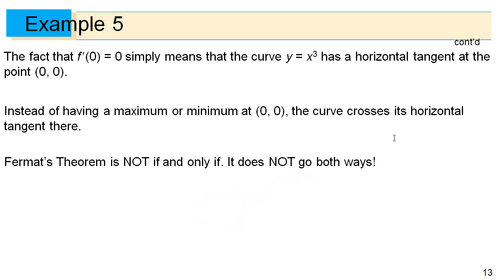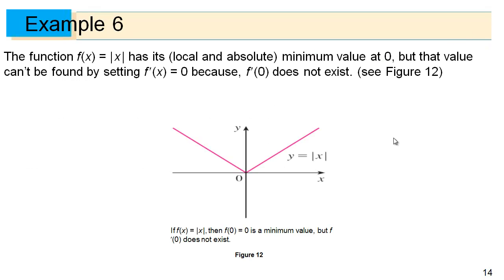Okay, so just because the derivative equals 0 doesn't guarantee we have a min or a max. And that's what I mean here, that Fermat's theorem is not an if and only if. It does not go in both directions. Here's another example where we have a minimum value at 0, but the derivative doesn't even exist. Now luckily for us, most of the examples we're going to be dealing with are going to be smoother curves where the derivatives will exist everywhere. But this is just one of those special examples that shows these things can break down if you don't follow all of the rules of the theorems.